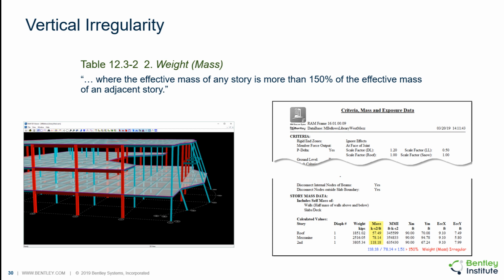The weight or mass irregularity is defined to occur where the mass of any story is more than 150% of the mass of an adjacent story. Note that in this case, the roof is explicitly exempt from that comparison.